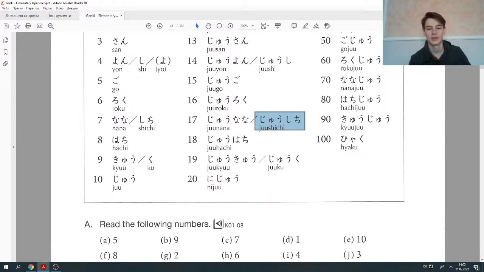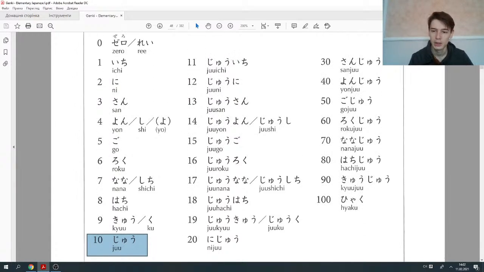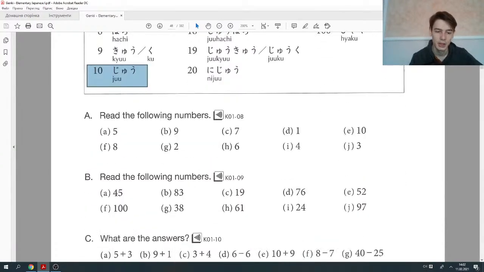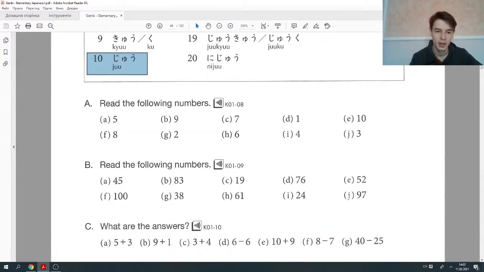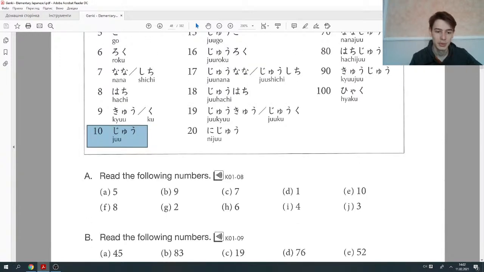Sanju. So 20, 30, 40. You firstly say the number, then add ju. Goju will be 50. Rokuju will be 60. Nanaju, hachiju, kyuju, and 100 will be hyaku. Okay, so let's try to read the following numbers. Go. Yep. We have kyu. If it's an hour, it will be ku. Nana. But if it's a clock, it will be shichi.